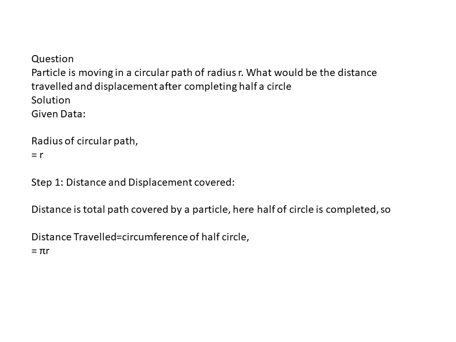Another question. A particle is moving in a circular path of radius r. What would be the distance traveled and displacement after completing half a circle? Solution. Given data: radius of a circular path r, distance and displacement to be found. Distance is the total path covered by a particle. Here half of the circle is completed, so distance traveled equals the circumference of half circle.